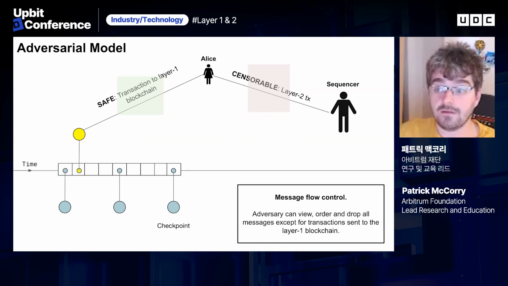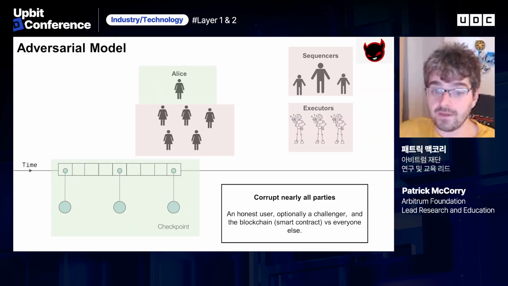That's what we're assuming. We just assume Alice can reliably send transactions to Ethereum and to the bridge smart contract on the blockchain as well. What we also assume is that the adversary can corrupt every single party, or nearly every single party, on the off-chain system.